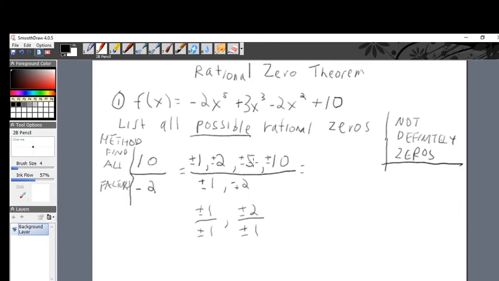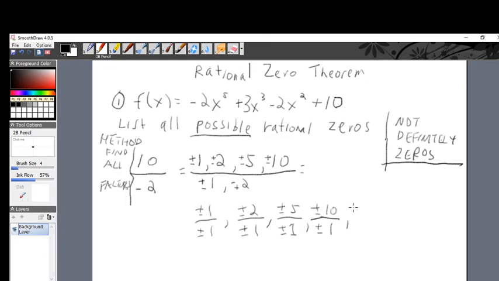Each one is going to be matched up with that first one on the left on the bottom. Then comes plus or minus 5 over plus or minus 1. Then comes plus or minus 10 over plus or minus 1. Okay, all four have been matched up with that. Now all 4 have to be matched up with this one. So we keep going. We put out 4, but there's going to be 8 of them.